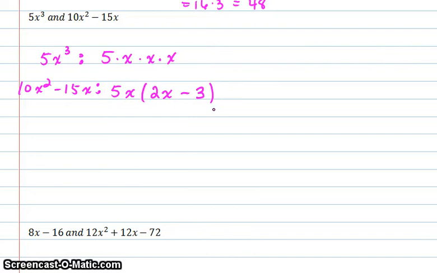Okay, so I've written each of these in their factored forms. And actually, I'm going to take this 2x minus 3, and instead of writing it right underneath these two x's, I'm going to write it off to the side. So 2x minus 3.